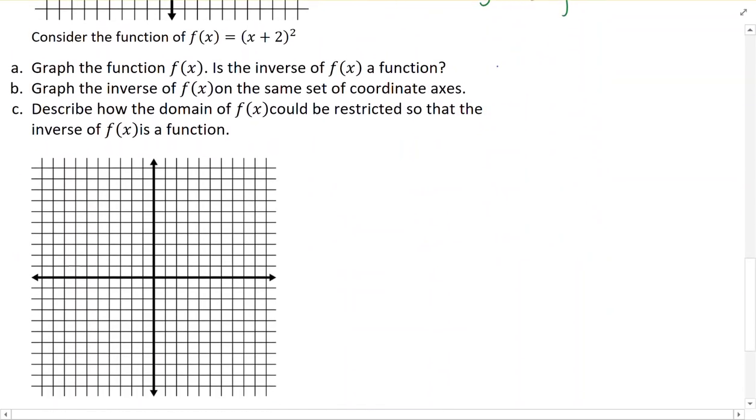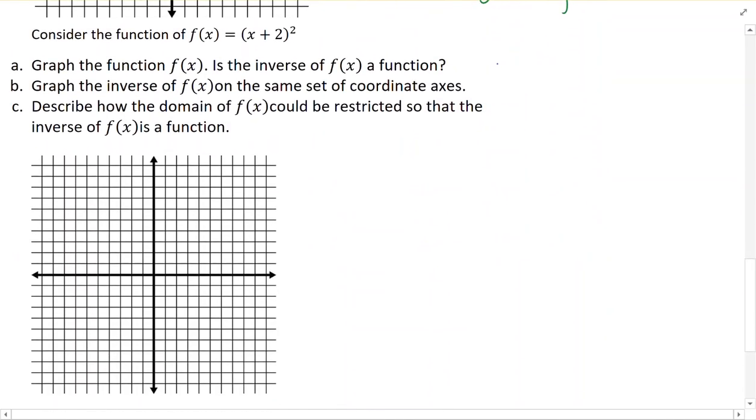So now we're looking at a function that we are so familiar with. It's a parabola with a small transformation. So what is it doing to it? It's a horizontal translation. In what direction? Left 2. Okay, so first we're going to graph the function and then determine if the inverse is a function. So if you need to still map it, go for it.